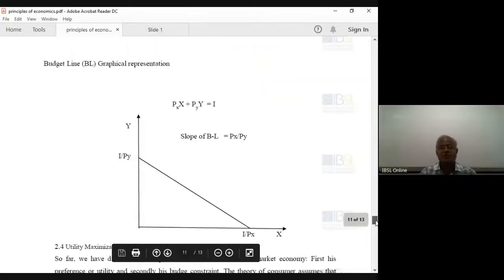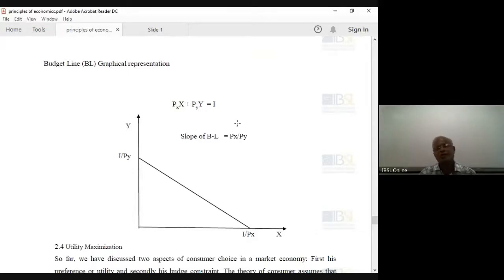Slope, price relative. This is called price ratio, or relative price. Take down: relative price. Px over Py is the slope, the relative price. Okay, now we have everything.